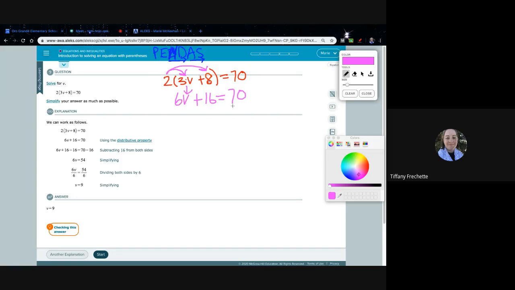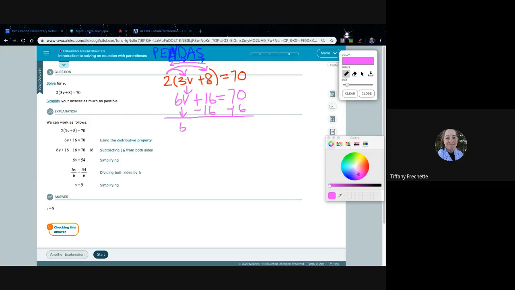Once you get to the point where you're trying to solve the equation, you start going backwards. So we do addition and subtraction first, and then multiplication and division. To undo the addition here, the plus 16, I subtract 16.